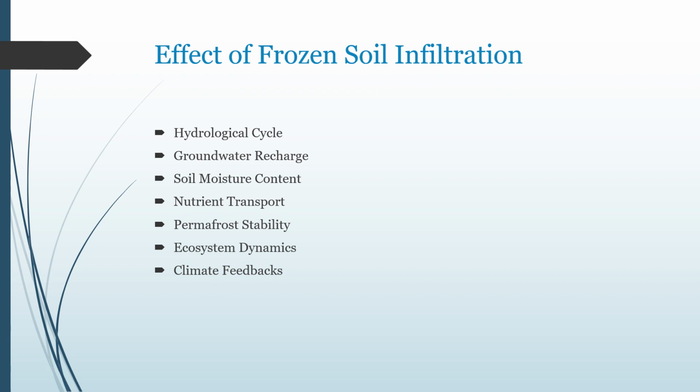Next is ecosystem dynamics. Infiltration affects soil moisture availability, which in turn influences ecosystem dynamics. Reduced infiltration in frozen soil can impact plant communities, alter vegetation patterns, and affect the composition and distribution of wildlife. Now, the next is climate feedbacks. Frozen soil infiltration is a component of the larger climate system. Changes in the infiltration pattern due to climatic variation can contribute to feedback loops.